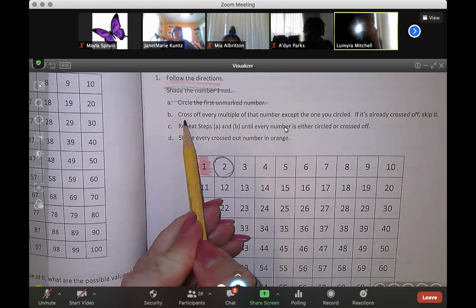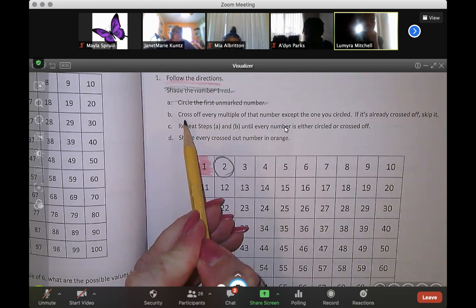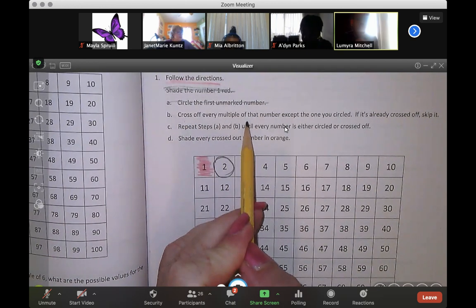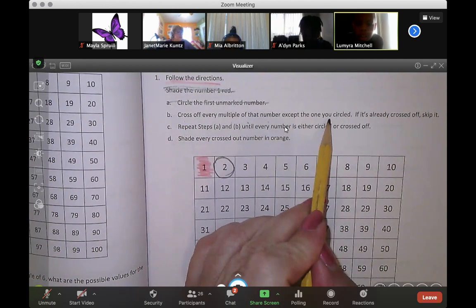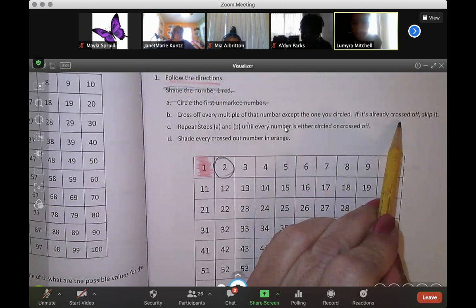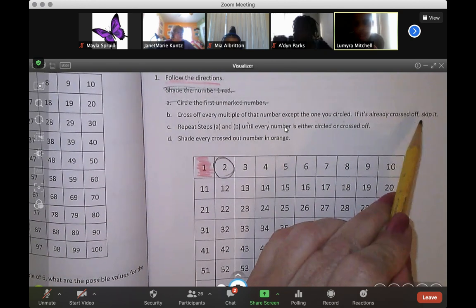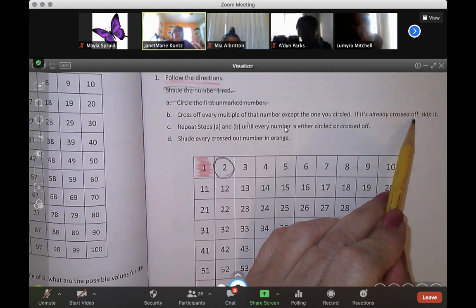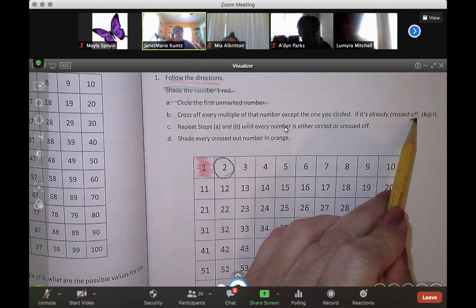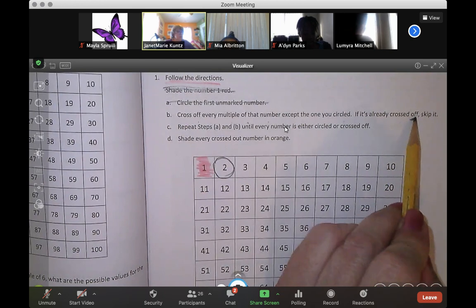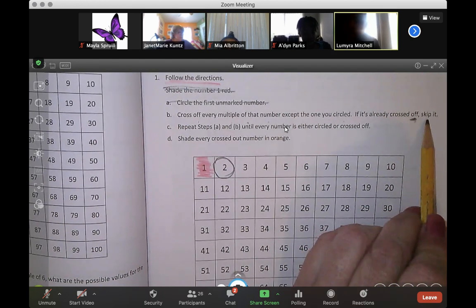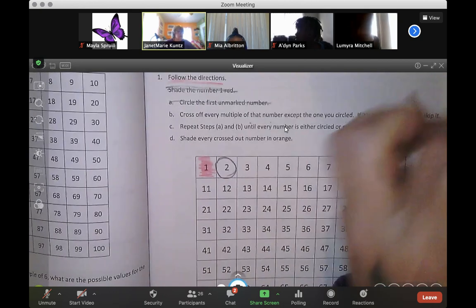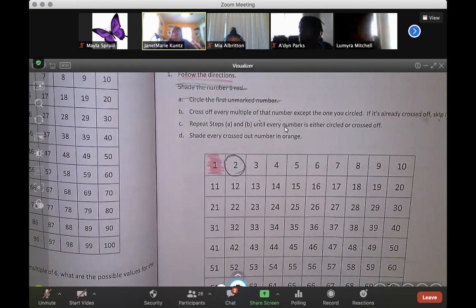Read. Cross off every multiple of that number except the one you circled. If it's already crossed off, skip it. Does that make sense? Okay, so what's the next number I should cross off, or what's the first number I should cross off?